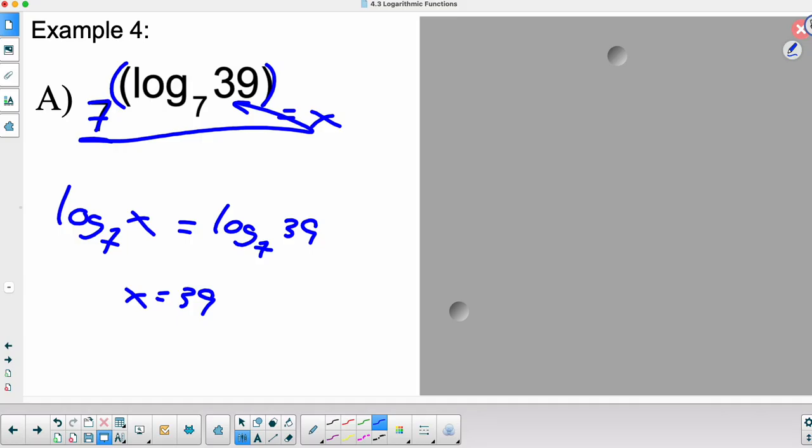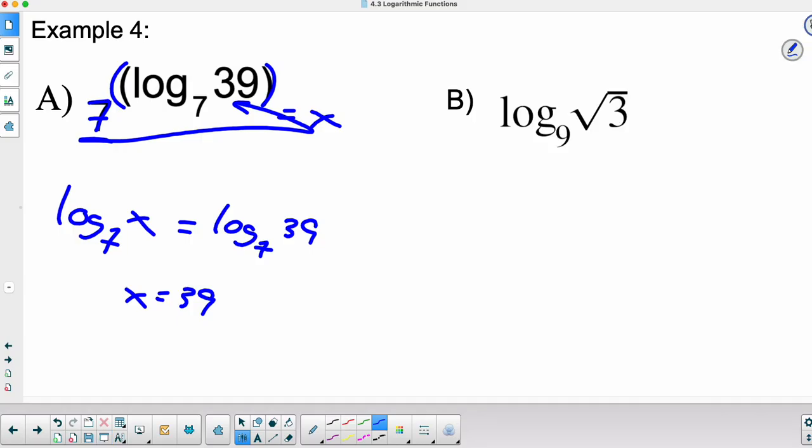One last one for all of you that think you got this all figured out and this is too easy for you, then here it is. Make this a little bit more fun. What's this without my calculator? Log base 9 of square root of 3. What do you think? What's the value of this?